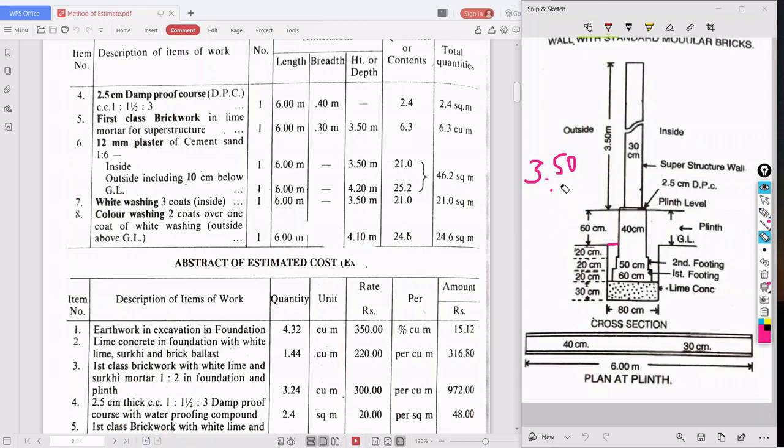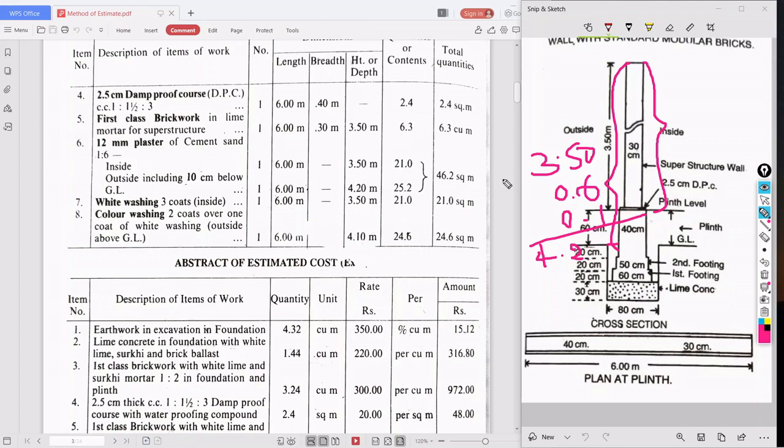Should be one minute, I'll show you. 3.50 plus this 0.6 plus the 10 centimeter below the ground level, that is 0.1. The total will be 4.2. So 6 into 4.2 is 25.2. So from here to here it is fully covered by plaster. Inside up to here it is covered. Then plastering is over.